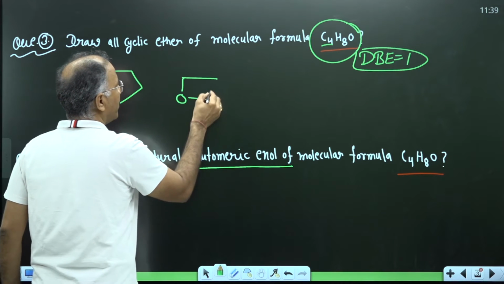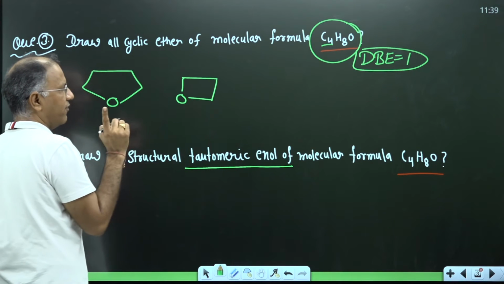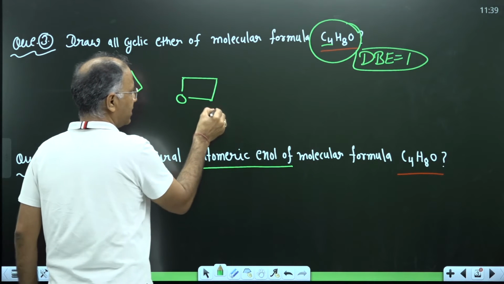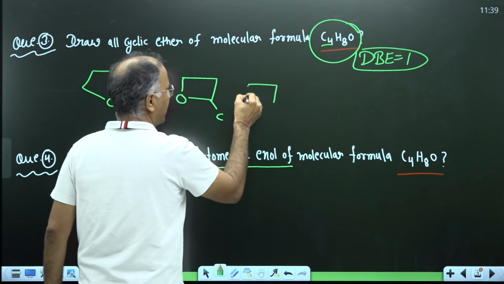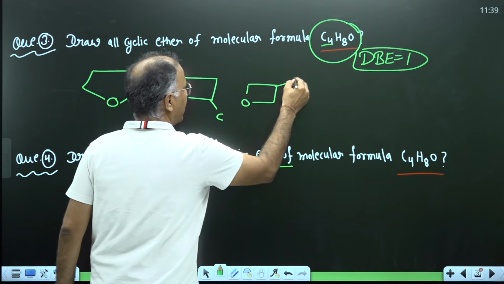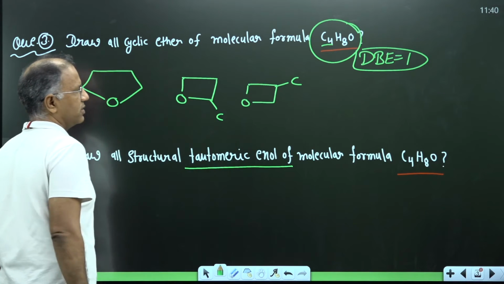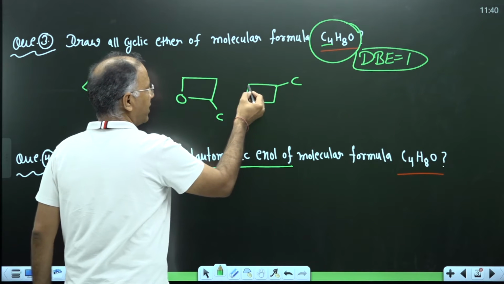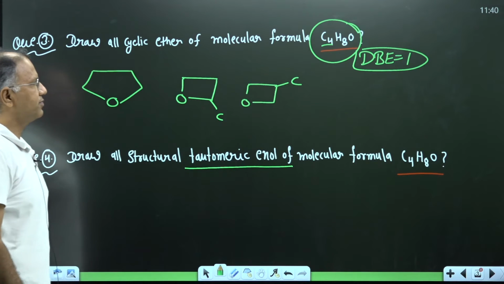If there is a 4-member ether, how many carbons are left? 1 carbon is left. I can place this carbon here, or I can move this carbon to the upper side. This means they are positional isomers. If I repeat this carbon here, it gives an identical isomer.